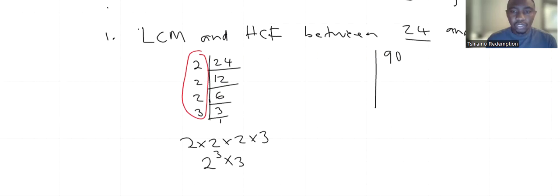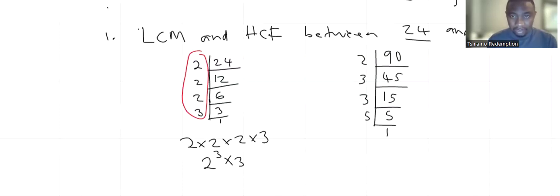Can 2 go into 90? Yes. 2 goes into 90 45 times. And then what can I divide 45 with? I can use 3. 5 can go too, but I just want to do it this way. 3 goes into 45 15 times. Then 3 goes into 15 5 times. And then 5 goes into 5 once.